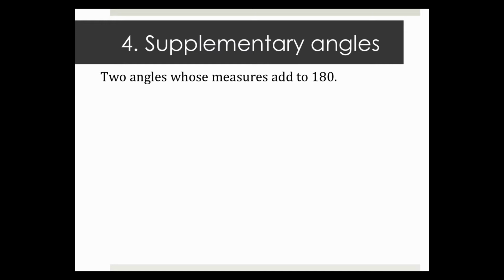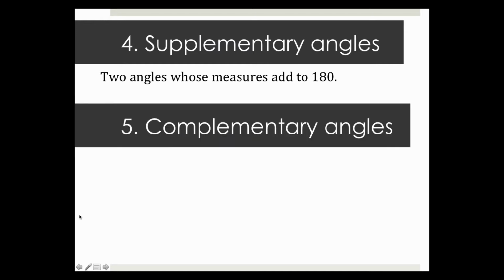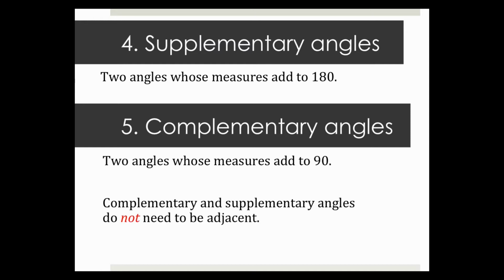A 60-degree angle on the back wall and a 120-degree angle on the front wall are in fact supplementary, but not a linear pair. Anybody remember what complementary angles are? That add up to 90 degrees? Beautiful, two angles, and only two angles that add up to 90 degrees. And as it says, they do not need to be adjacent to each other.